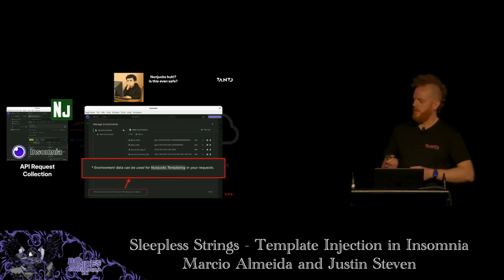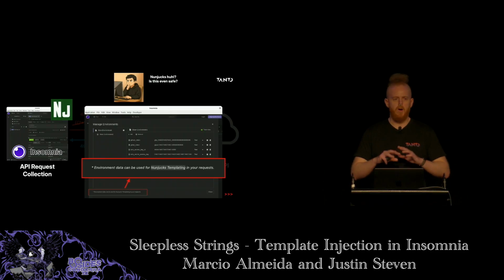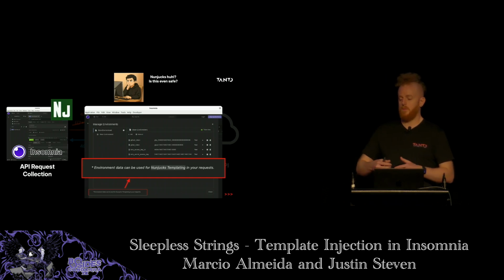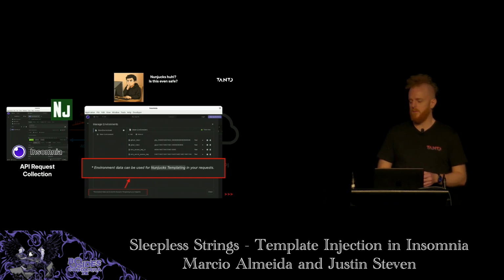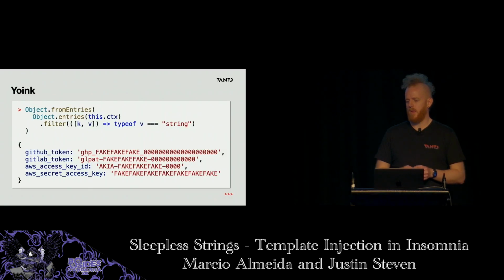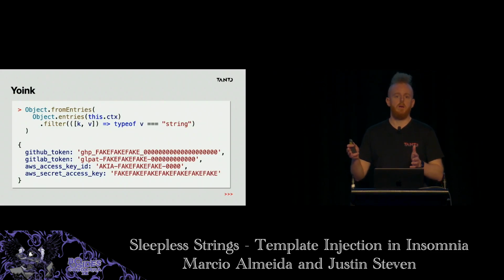And remember how Marcio was talking about that environment variables tab, where users of Insomnia could put things they want to reuse across different requests, whether it be API keys or other credentials. And it said that the data in this tab can be used in templating. Well, that means that the data in this tab is exposed to the sandbox for each template render. So you can just yoink and grab those out if you're executing arbitrary JavaScript in that sandbox.